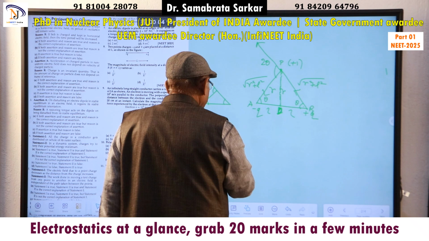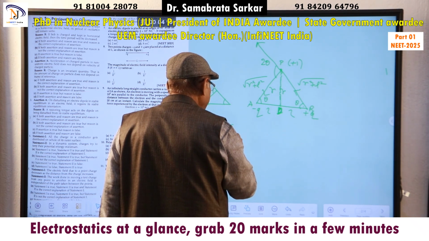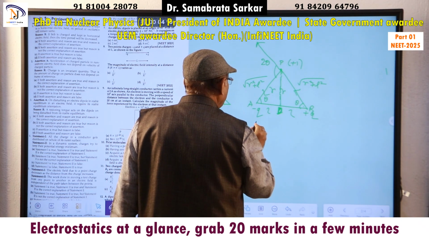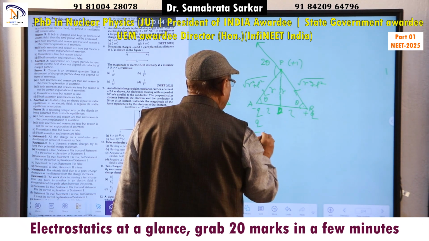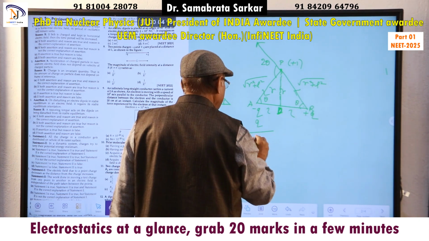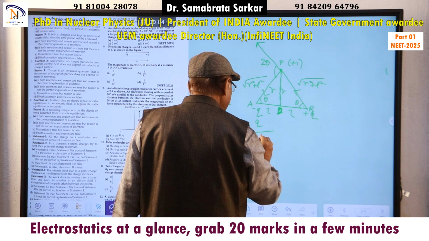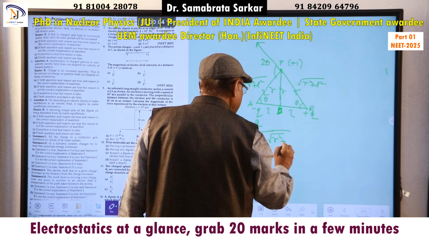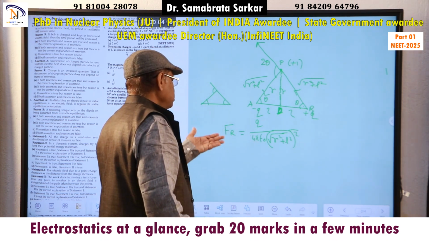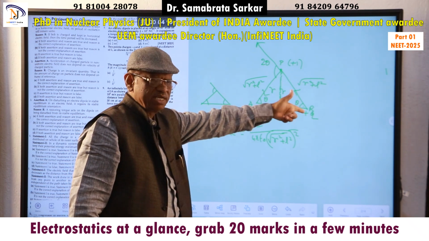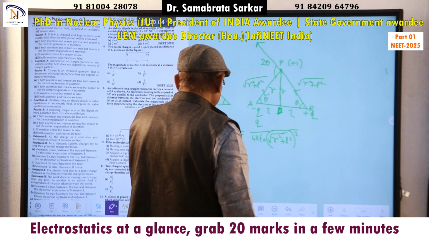This is force. The attractive force and the repulsive force: this one is repulsive and this is attractive. Repulsive force means what? Q by 4 pi epsilon naught root over R square plus L square. Am I clear? And this is also squared, because force equals Q by 4 pi epsilon 0 R square. If it is R, if it is X, then it is squared. Okay. Then you are able to find it like this.